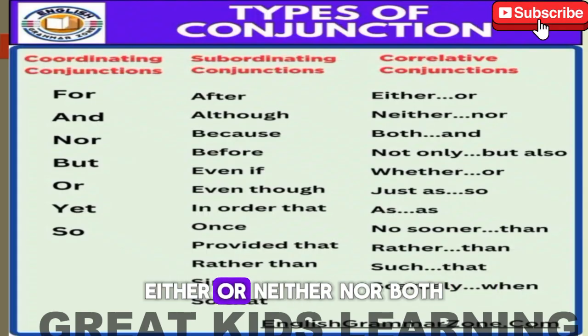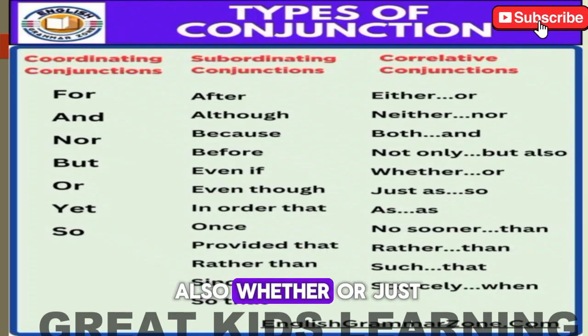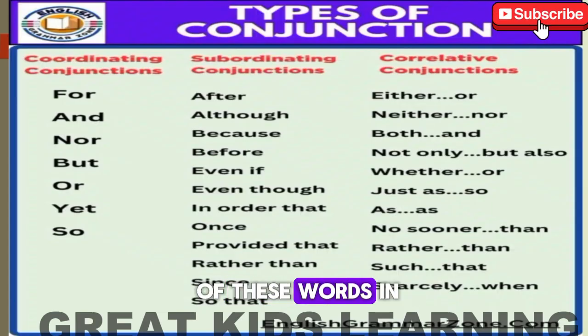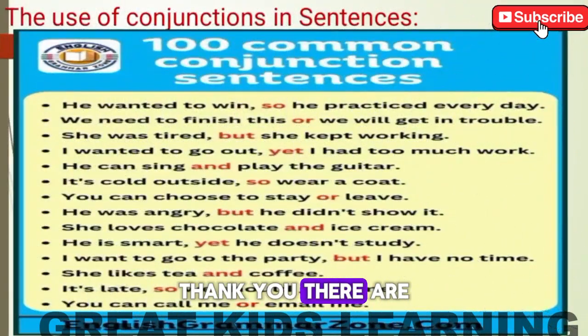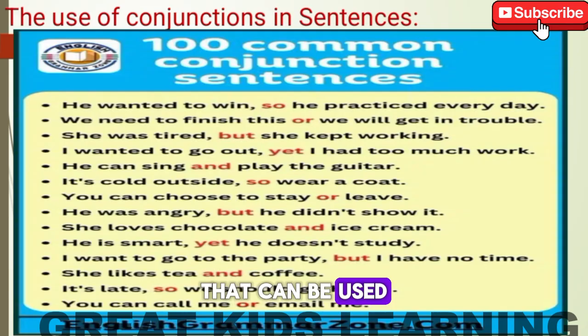Now let's look at correlative conjunctions: either, or; neither, nor; both, and; not only, but also; whether, or; just as, so. So we use all of these words in our sentences. It depends on what you are saying at a particular point in time. Okay? Thank you. There are also so many conjunctions that can be used in sentences.